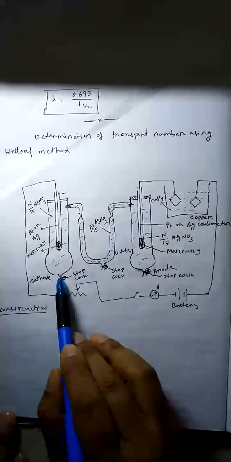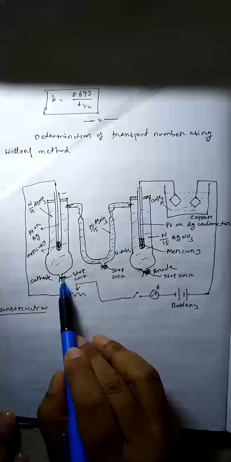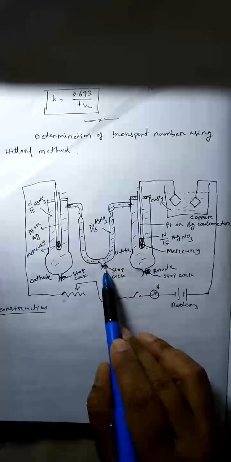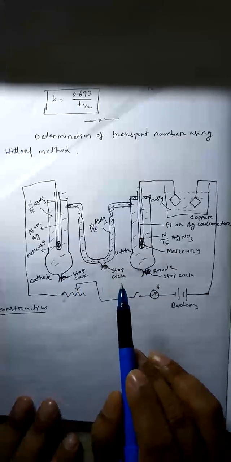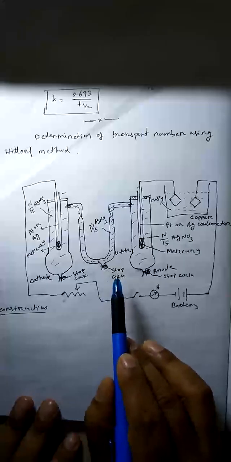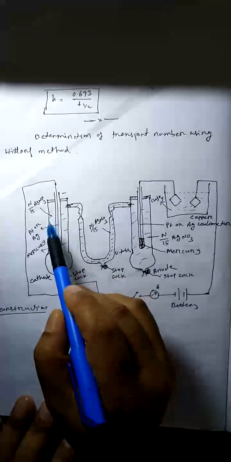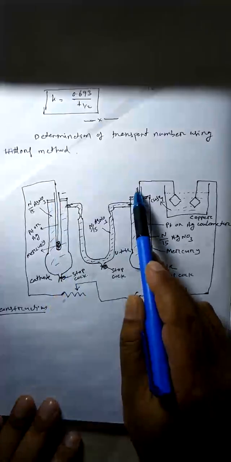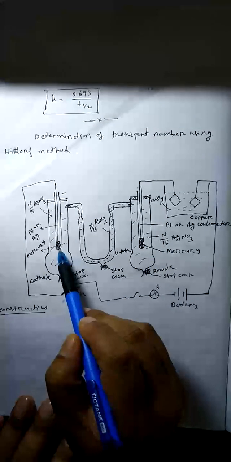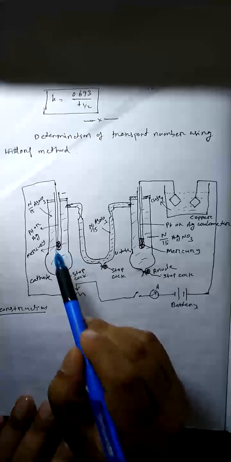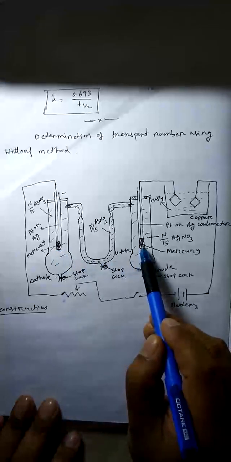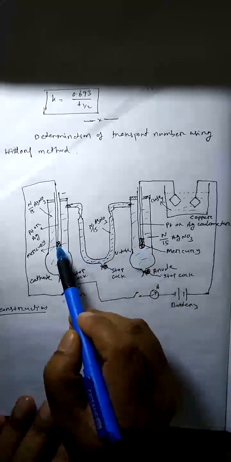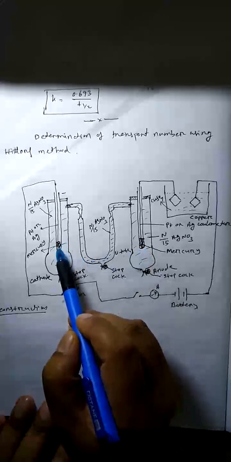The cathode is connected with a stopcock at the bottom, the anode is also connected with a stopcock at the bottom, and the U tube is also connected with a stopcock at the bottom. This is the construction part. The cathode and anode each contain a narrow glass tube. The narrow glass tube contains mercury at the bottom. The platinum or silver electrodes are immersed in this mercury.